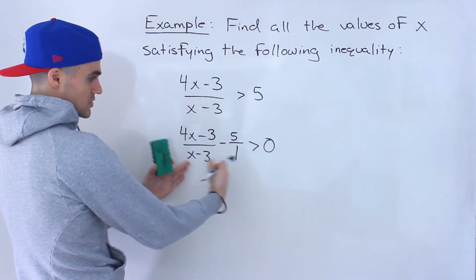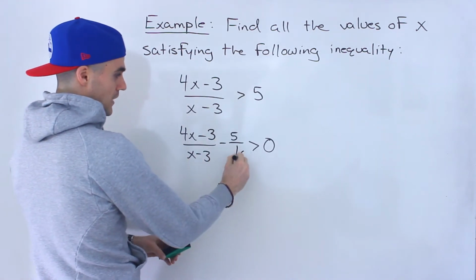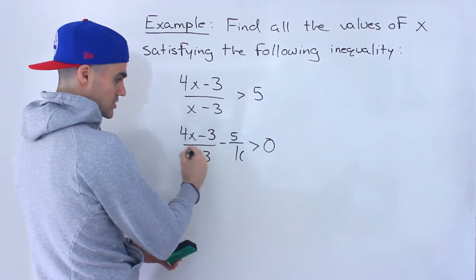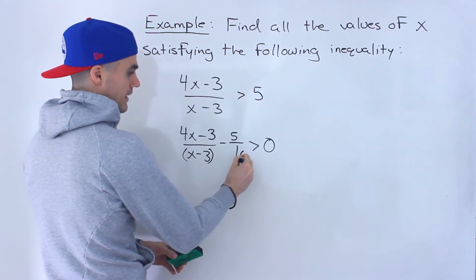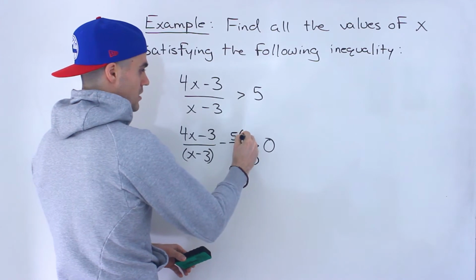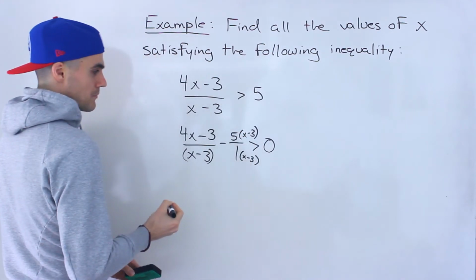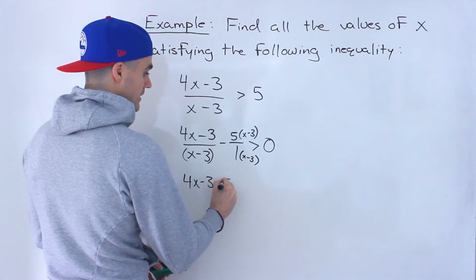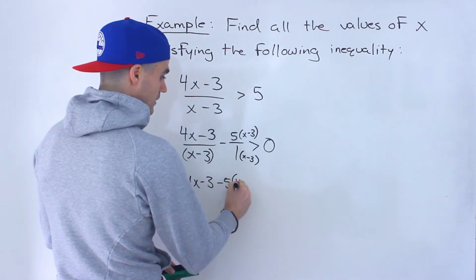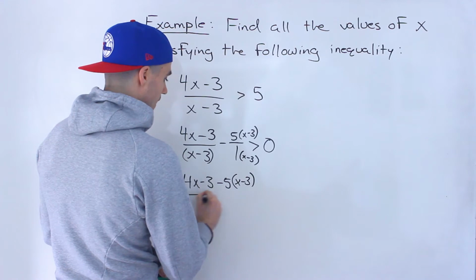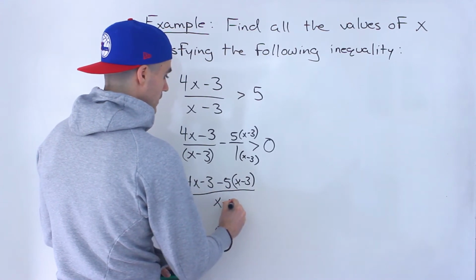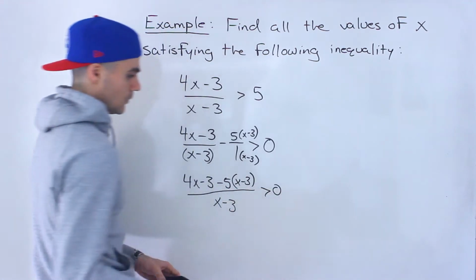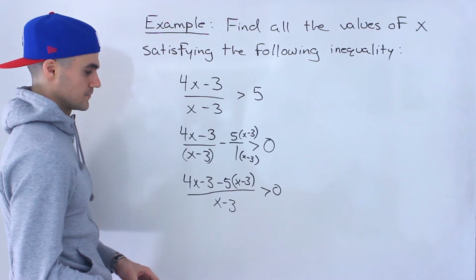To combine these into 1, notice they're both fractions. We would have to get a lowest common denominator, which would be the x - 3. So that means this top here, we have to multiply by x - 3. So we would end up with (4x - 3 - 5(x - 3)) all over x - 3, and we have to figure out when that is going to be greater than 0.